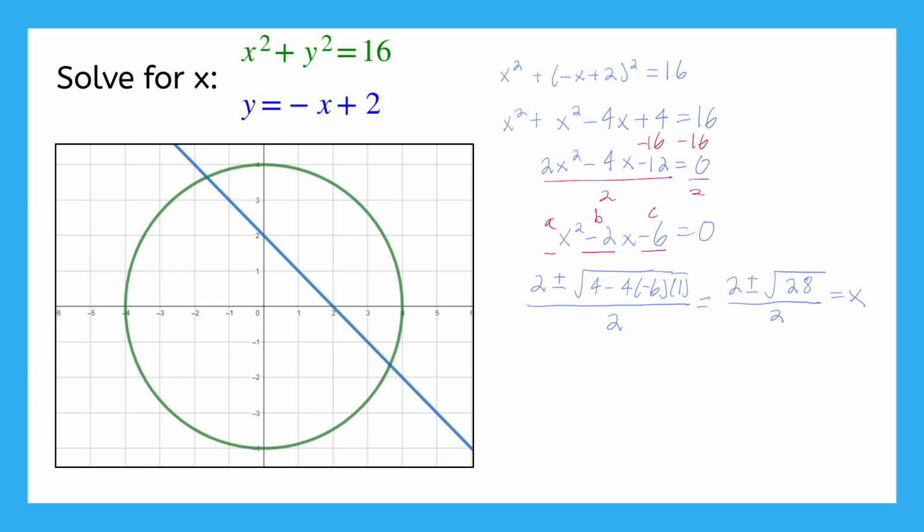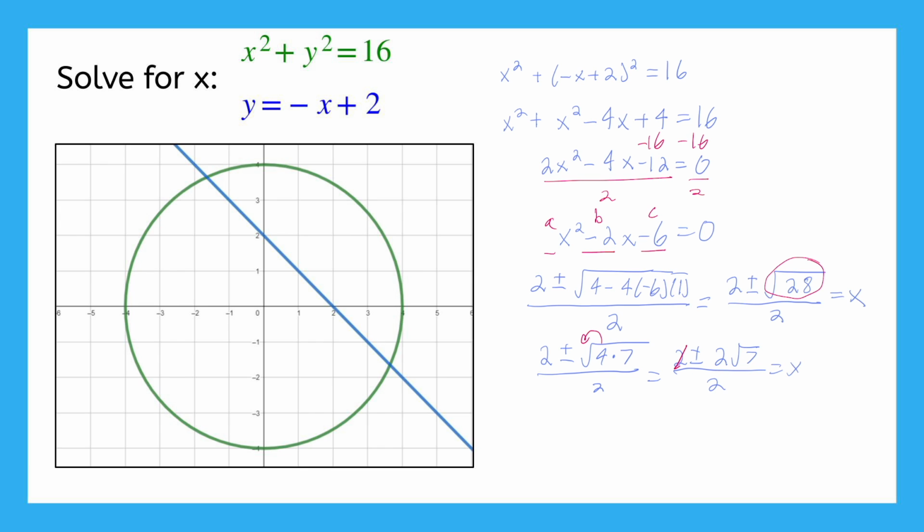To simplify this further, we can actually pull a square out of this root 28, because root 28 is also equal to root of 4 times 7. And pulling that 4 out, we'll get that this is equal to 2 plus minus 2 root 7, all over 2, equal to x.